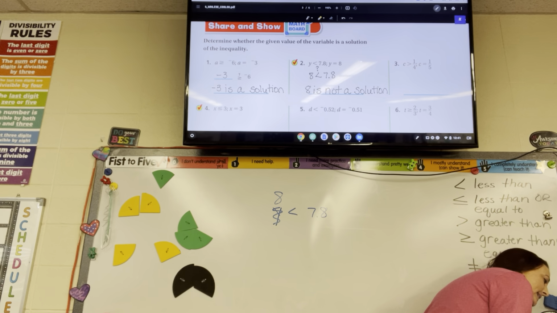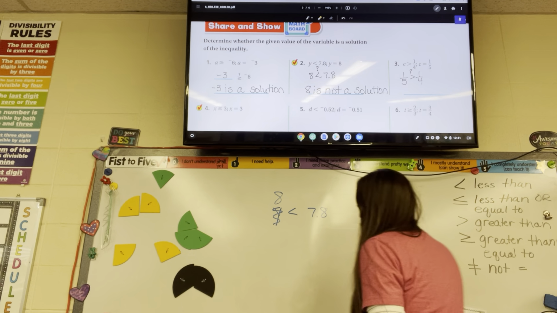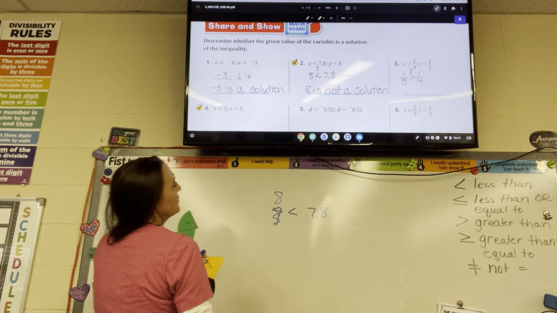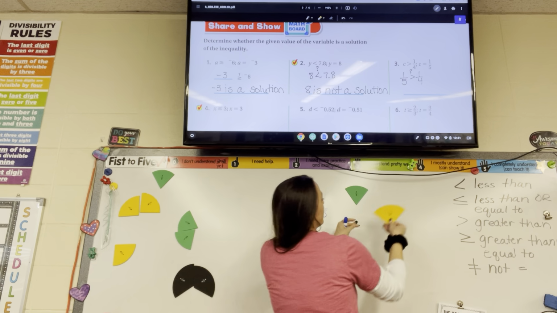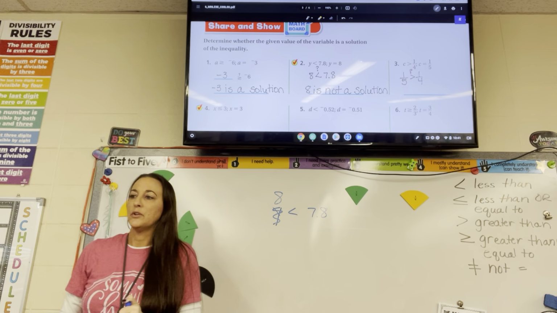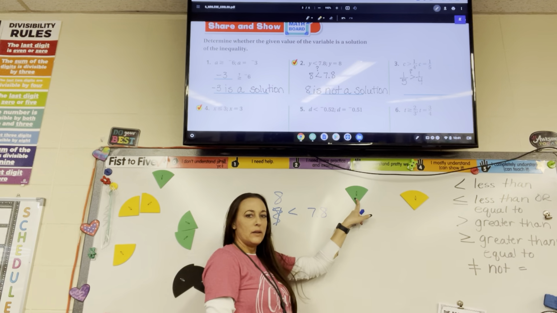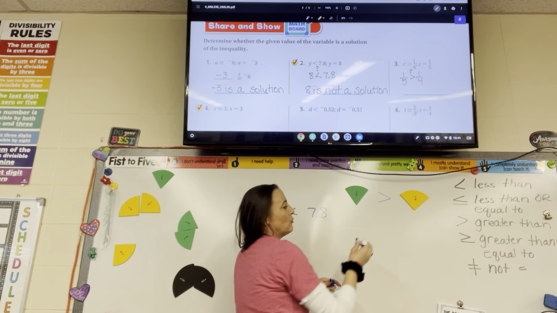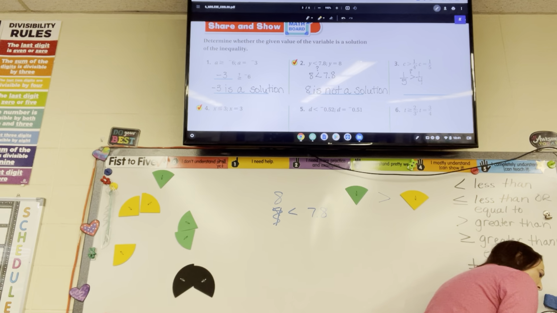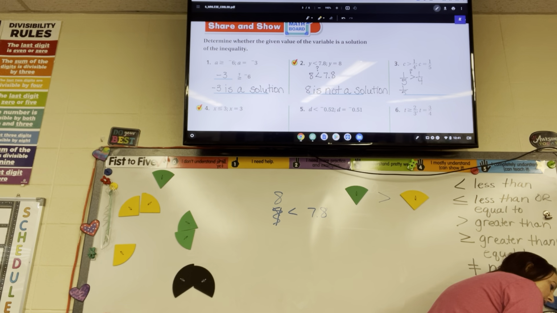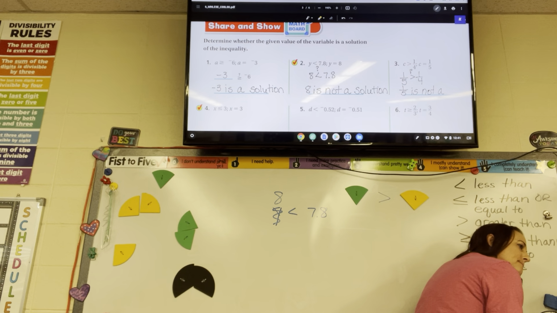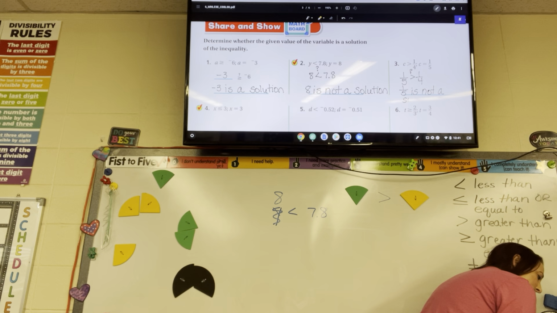Okay, the next one, C is greater than 1/4. We're going to replace C with 1/5, and then we're going to write the rest of the inequality with a question mark. They're saying 1/5 is greater than 1/4. Is that true? No. That is not true. So 1/5 is not a solution. I cross multiplied them and there was a 4 on this side and a 5 on this side.